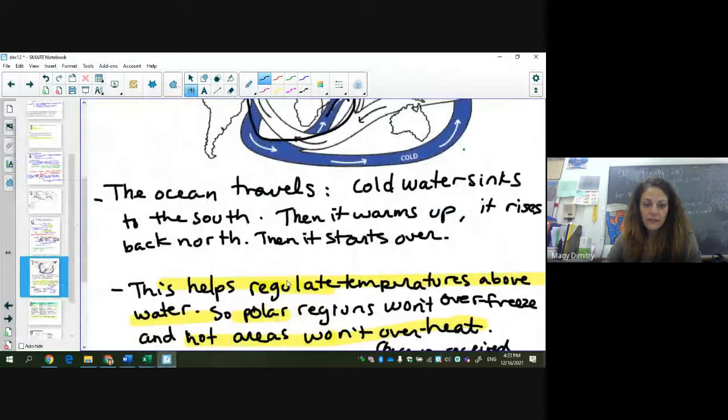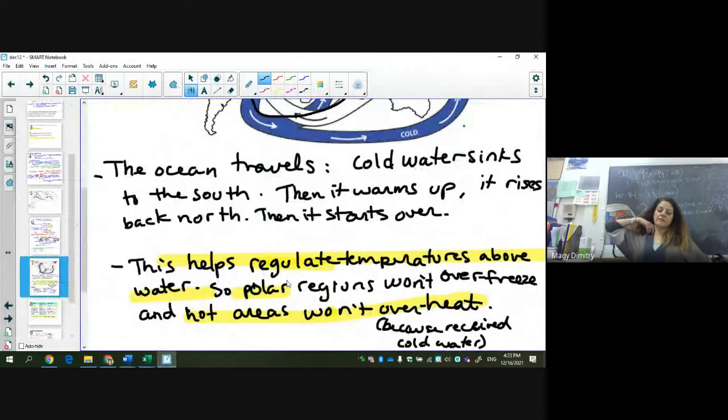So take a minute and write this down. The ocean travels, cold water sinks to the south. Then it warms up, it rises back north. Then the whole thing starts over and over and over.